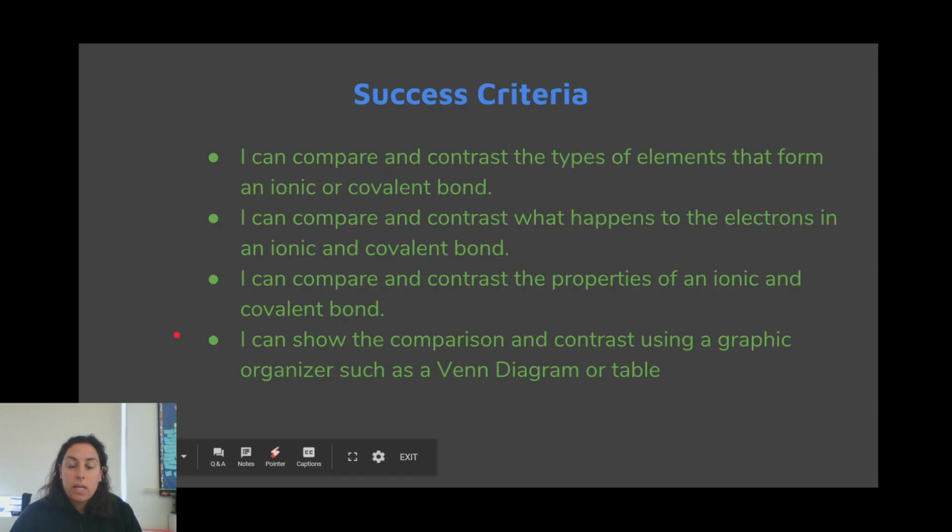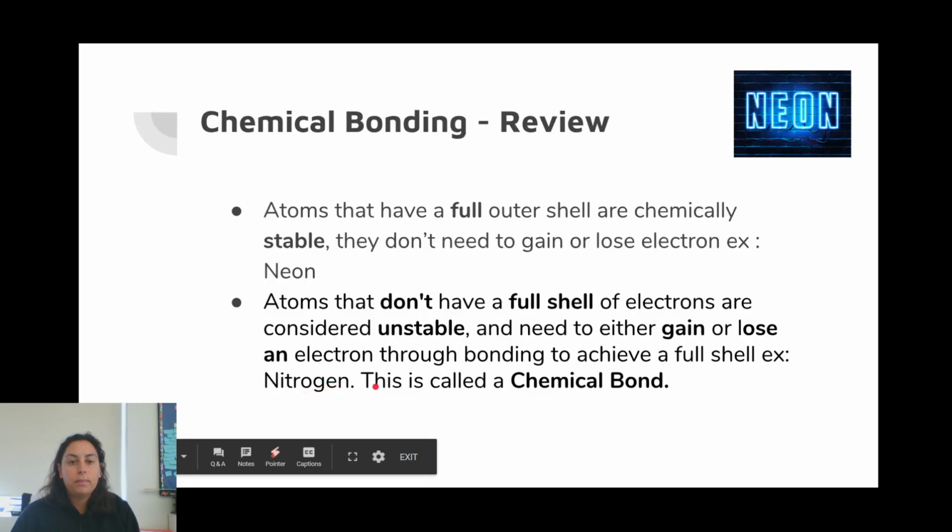So for our success criteria, you need to be able to compare and contrast the types of elements that are in an ionic and covalent bond. So is it metals? Is it nonmetals? Is it metalloids? You need to compare and contrast what happens to the electrons in an ionic and covalent bond. Are they shared? Are they transferred? Compare and contrast the properties of an ionic and covalent bond. Okay, and then you need to show that in a Venn diagram or some other form of graphic organizer.